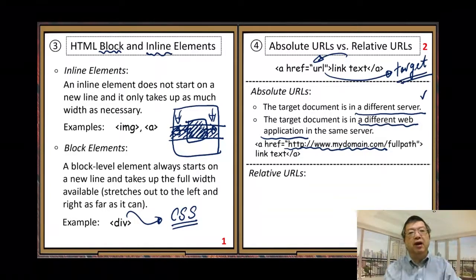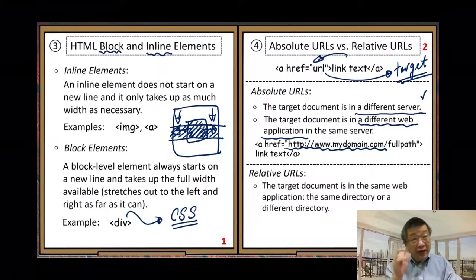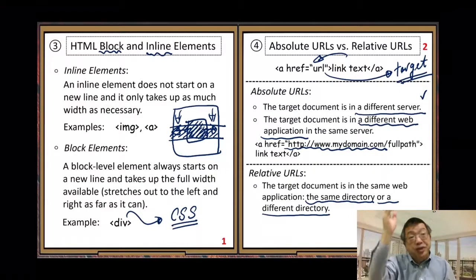Next, relative URLs. The situation to use a relative URL: the target document is in the same web application, in the same directory or a different directory. That's okay, with a different directory we can still use relative URLs. Here, let me give a simple example. Suppose in one document we use one reference here.